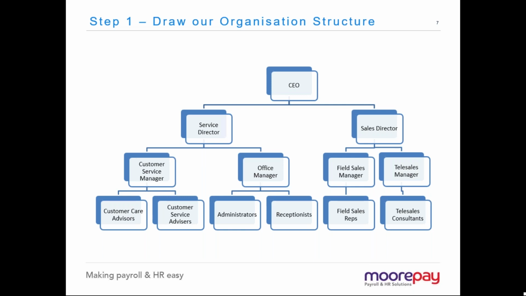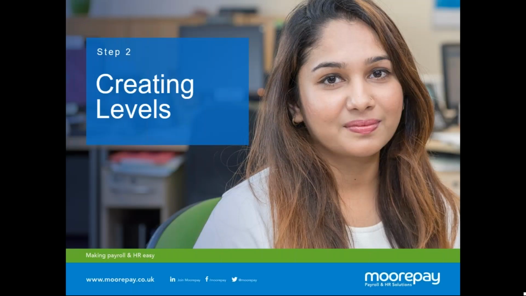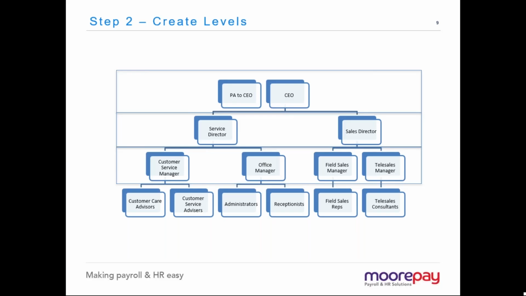So that's when you've drawn out your organizational structure. That's when you've had your family tree created. So the next thing that you have to do is to create the levels. Now, by looking at the organization structure, you will be able to determine the levels that you require. Any row on the structure which has a managerial position would need a level creating. Any row which has an employee position would not need a level creating.